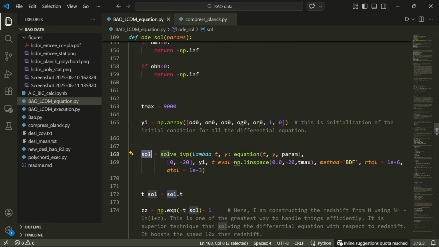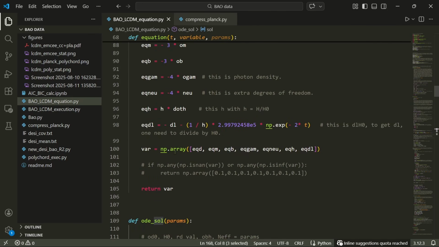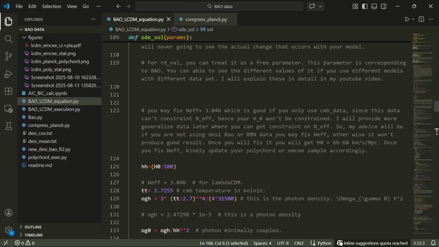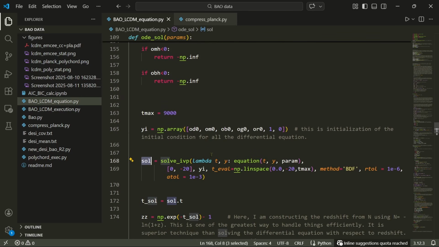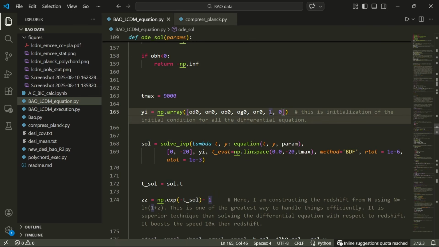Now the initial condition has to be arrayed or positioned in such a way that matches how you are returning your variable. You cannot interchange any places. So I am giving that the initial condition has to be OD0, OM0, OB0, OG0, OR0. Now 1 for the Hubble because I'm using a small h, and 0 for DL. The solution is solve_ivp, initial value problem. There is something called lambda.